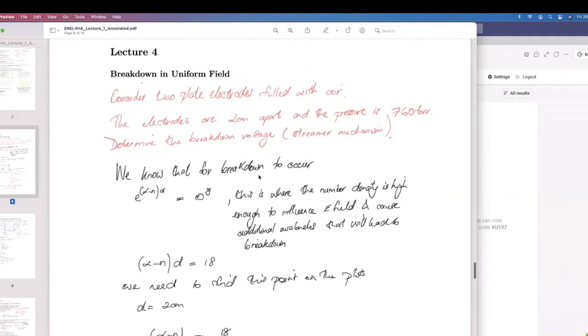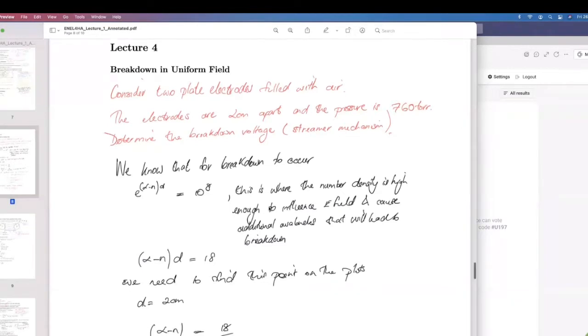So we know that breakdown occurs when e to the alpha minus eta d, d being the gap distance, 2 centimeters, is equal to 10 to the 8. And note that this is where the number density is high enough to influence the electric field, and this is what causes the additional avalanches, and that leads to breakdown.